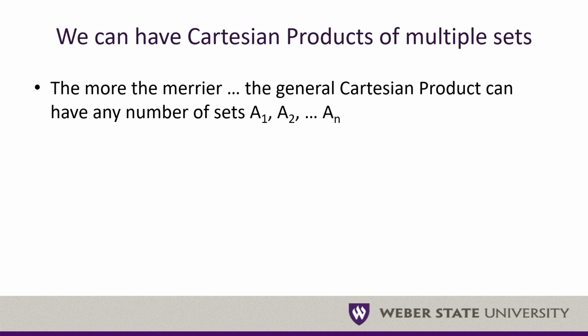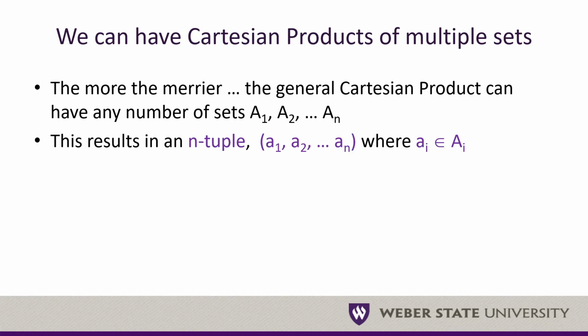In general, I could have any number of sets, A1 through AN, and my result is an n-tuple where the first element comes from the first set, the second element comes from the second set, the third element comes from the third set, and so on. Then I'd just list them, and I'd have A1 with every possible combination of the other ones. This gets big very quickly. So if I had another 3-element set, let's say I have 1, 2, 3, X, Y, Z, and apple, banana, pear, how many elements would be in the Cartesian product?